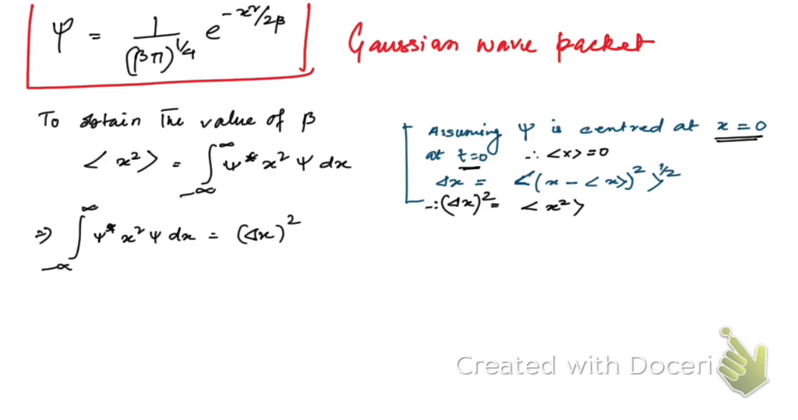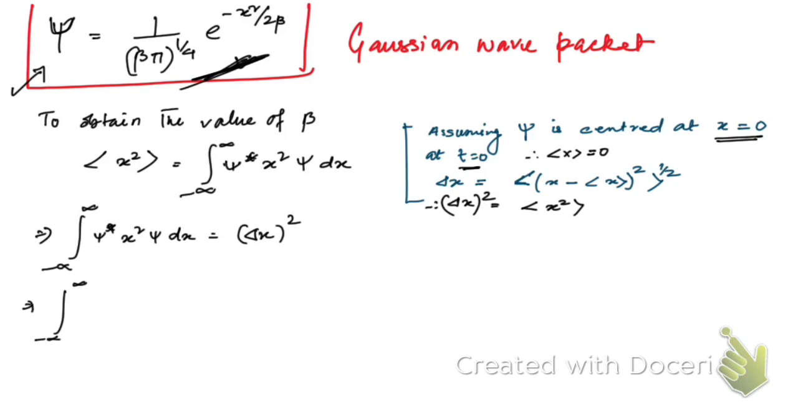So hope you understood this. Now, we're going to put the value of psi here, and psi and psi star are both going to be the same in this case, because there is no term containing i, that complex one. This result doesn't contain i, so if you take the complex conjugate, it is going to remain the same.